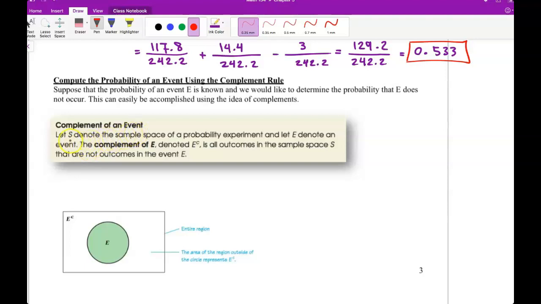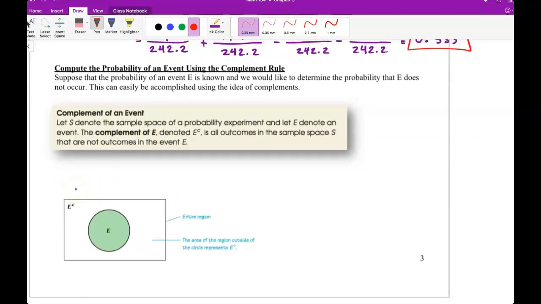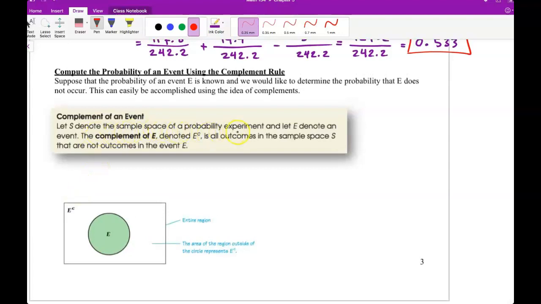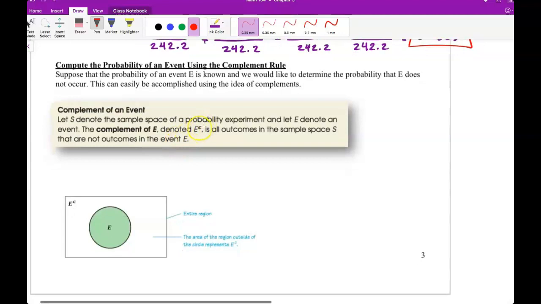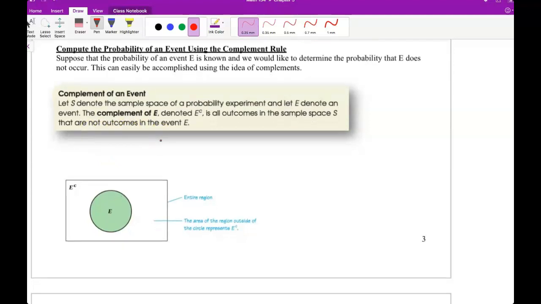So complement of an event: let S, again, be our sample space. Here this rectangle is our sample space. It's exactly the same as having the universal set. And let A be our event. Complement of A is shown with C on top. The complement of this event is all outcomes in the sample space S that are not outcomes in the event E.